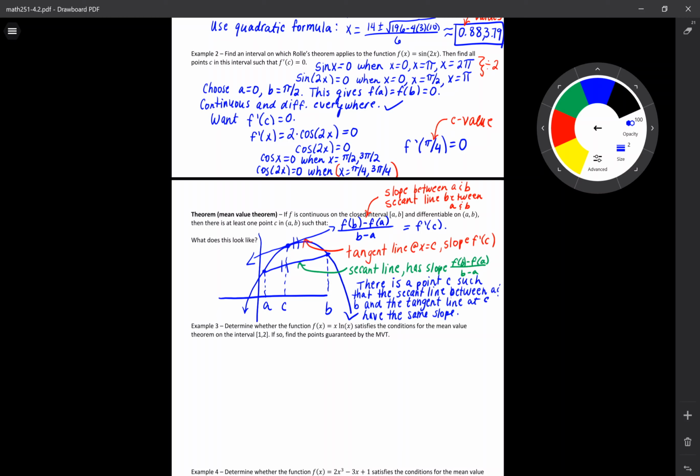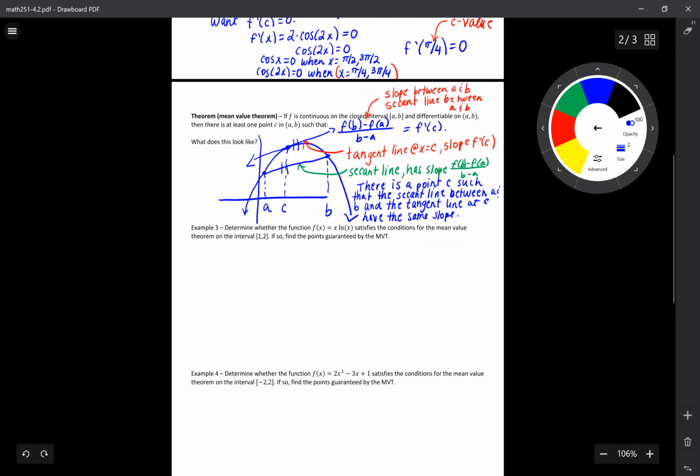All right, let's do some examples using the mean value theorem. Let's determine whether the function f of x equals x times natural log of x satisfies the conditions for the mean value theorem on the interval from 1 to 2, and if so, we want to find that c value. So this function, x times natural log of x, is continuous and differentiable on the interval from 1 to 2. I can't take the natural log of a negative number, so that's what I have to worry about here, but our interval does not contain any negative numbers, so I see that f is continuous and differentiable on 1 to 2. So we can use the mean value theorem.